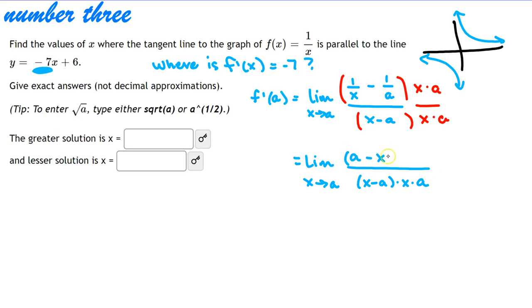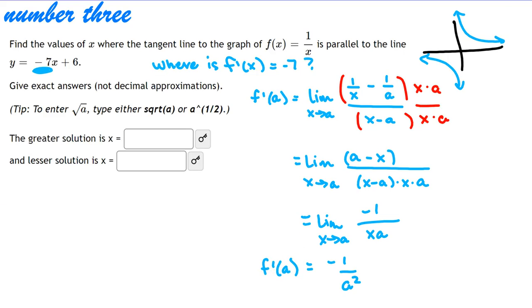Now remember, a minus x over x minus a, those are opposites. You can cancel, leaving a negative 1. And then finally, to evaluate the limit, put a in place of x, and we get negative 1 over a squared.